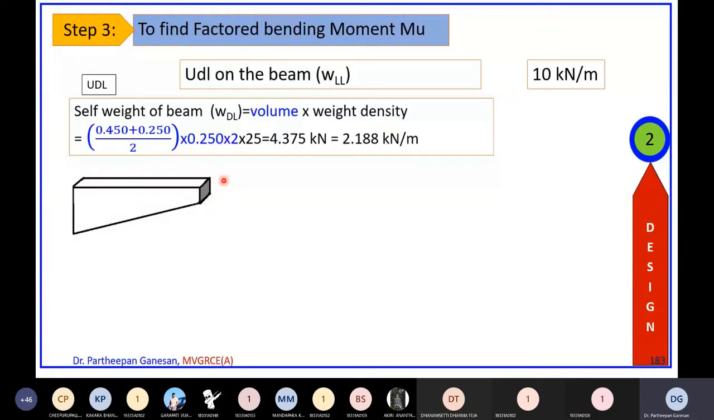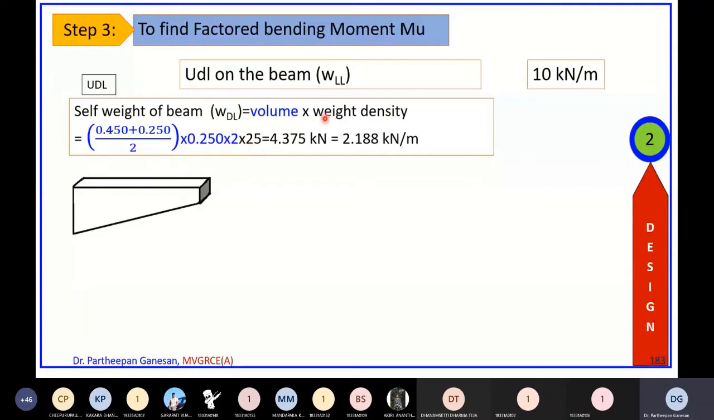I am going to write everything in terms of kilonewton and meters. So I know the length is 2 meters. Width is 0.25. The depth here is 250 mm and here is 450 mm, so I can find the average depth: (0.45 + 0.25)/2. Average depth multiplied by the width multiplied by the length will give me the total volume of this entire beam for a span of 2 meters.